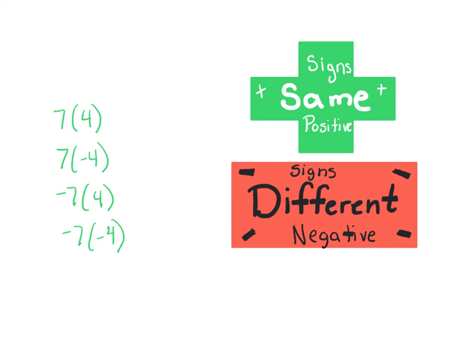All right, so let's go over these problems. So I have positive 7 times a positive 4. That's going to be a positive 28 because the signs are the same. Here I have a positive and negative. So my answer is going to be negative because my signs are different. So it's going to be negative 28. Here I have a negative times a positive. So my signs are different. It's going to be negative 28. And then here I have a negative times a negative. So my signs are the same. So it's going to be positive. It's going to be 28.